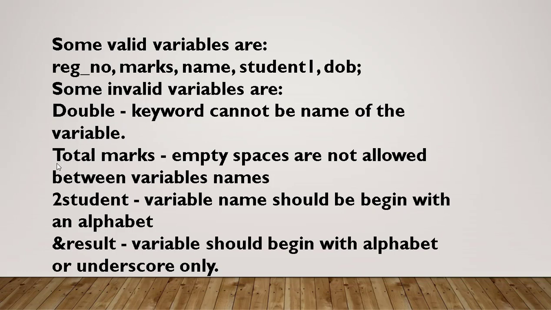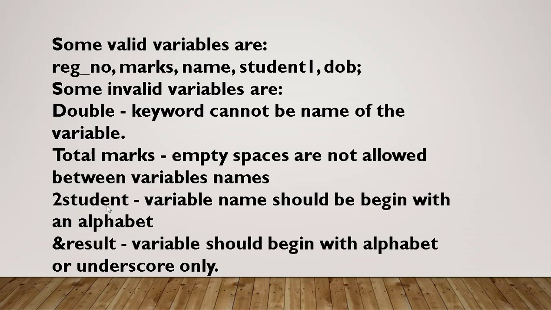The next invalid variable is total marks. Why is it invalid? Because there is a gap, that is a space, between the total and marks. We should not leave any space between total and marks. Then it will become valid. But since there is a space between the total and marks, it is an invalid variable. So no empty spaces are allowed between the variable names.